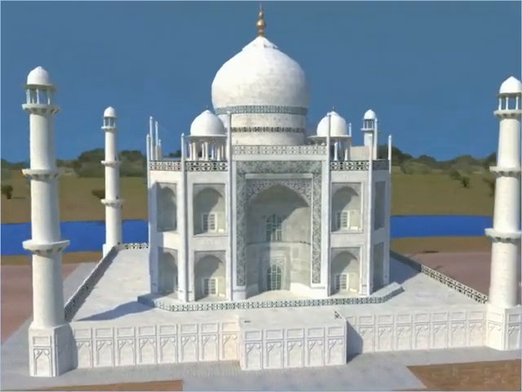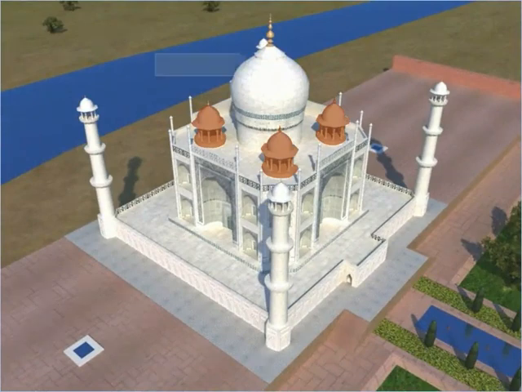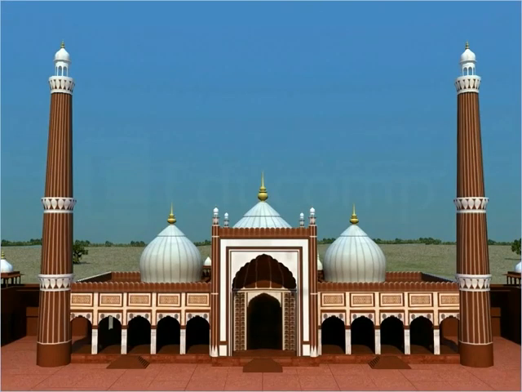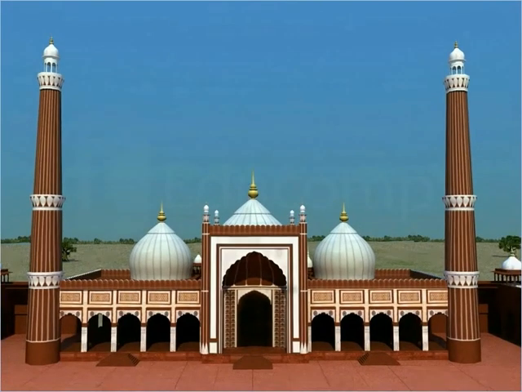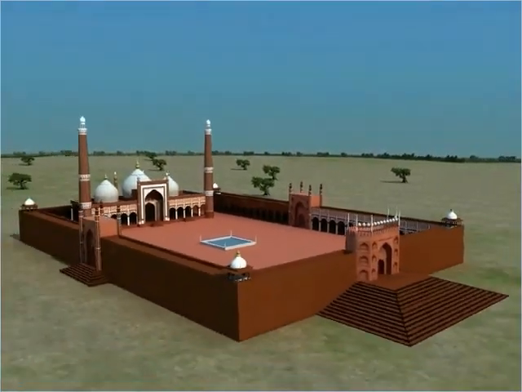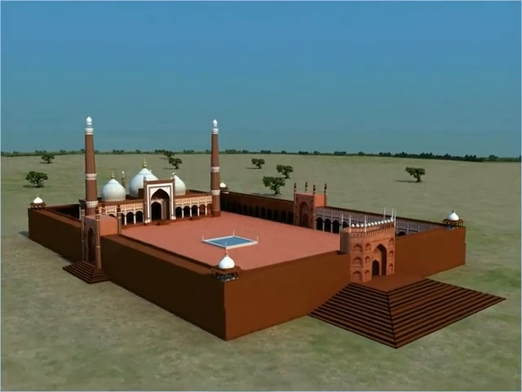On the exterior, the domical roof is surrounded by smaller elevated domes or chhatris on all sides. The main dome is topped by a gold finial. The principal mosque of Delhi, the Jama Masjid, was built by the 5th Mughal emperor Shah Jahan. The mosque has 3 entrances in the east, north and the south respectively.